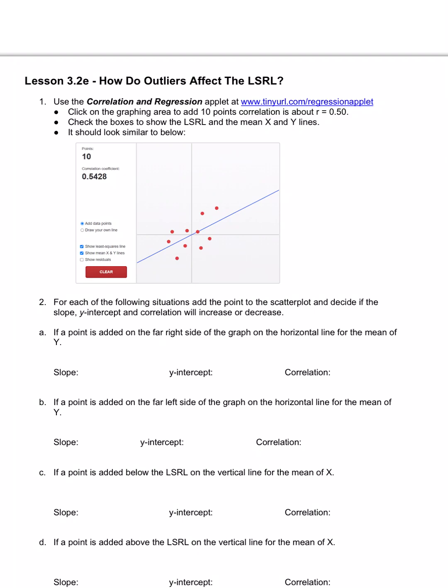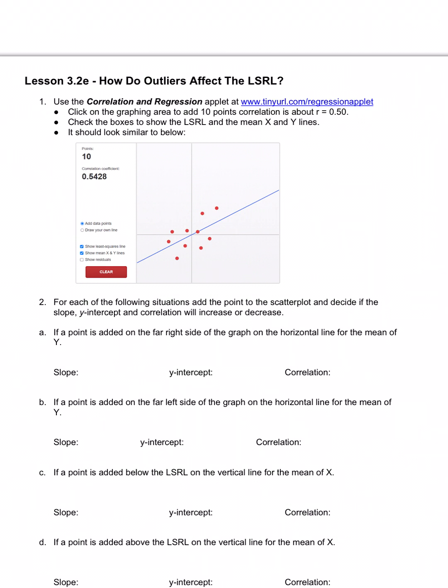Instructions, okay? If you go to that website, it says click on the graphing area to add 10 points. If you get more than 10, it's not a big deal. Go to the graphing area, 10 points, and try to get an R value of 0.5. Close to 0.5, all right?